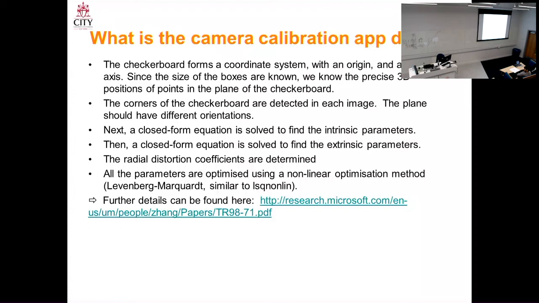Now, some of those estimations might be a little incorrect. So what it does is then apply a nonlinear optimization to give you the optimal camera calibration. And again, if you want to know more, it's probably good to check out this description.